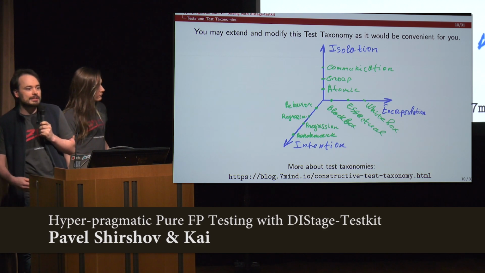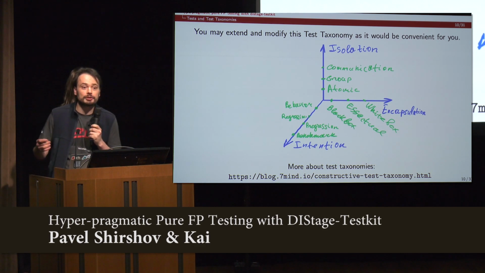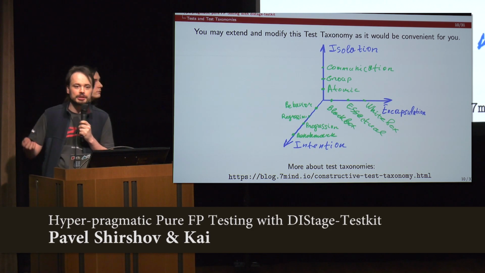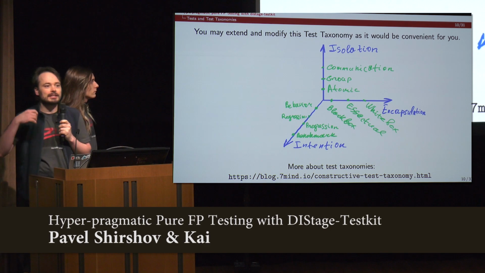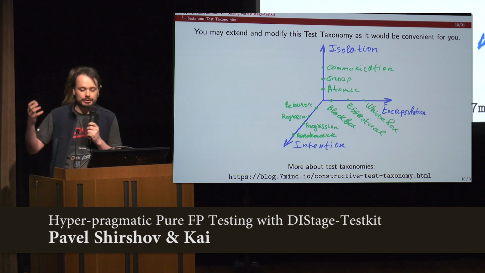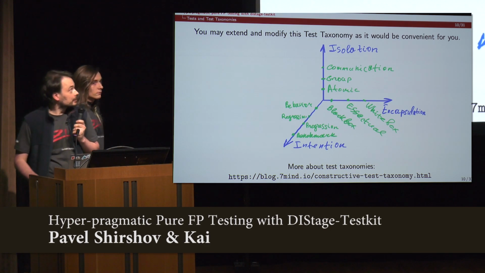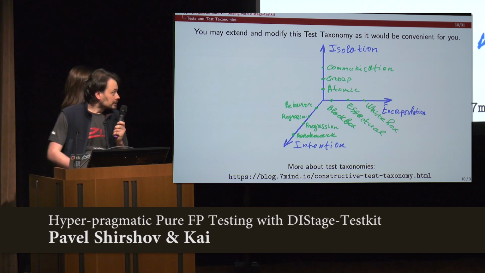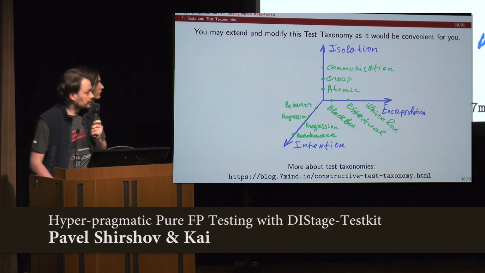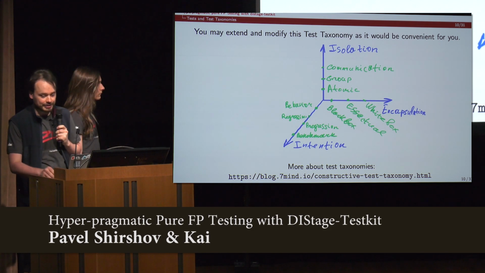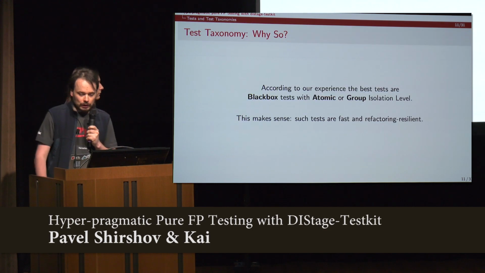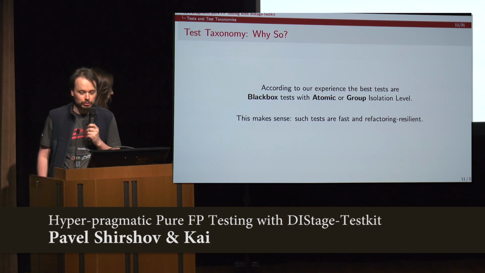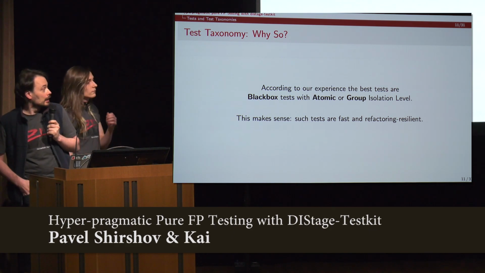But I want to say that you may feel free to introduce your own taxonomies. Sometimes they may be very beneficial for you. They may help you to understand what you do better. And we also have our own multidimensional test taxonomy. There is a link on the screen, you may read about it. It may be really interesting for you. So, why did we do it? Why did we introduce our own test taxonomy? What's wrong with the existing one?